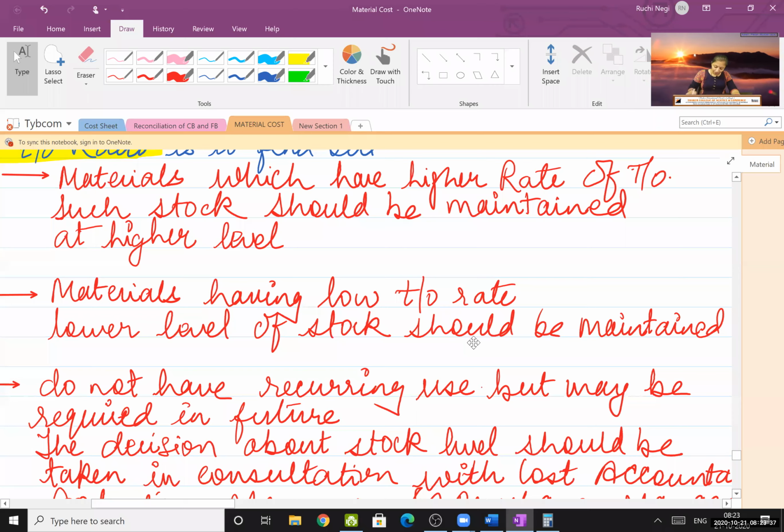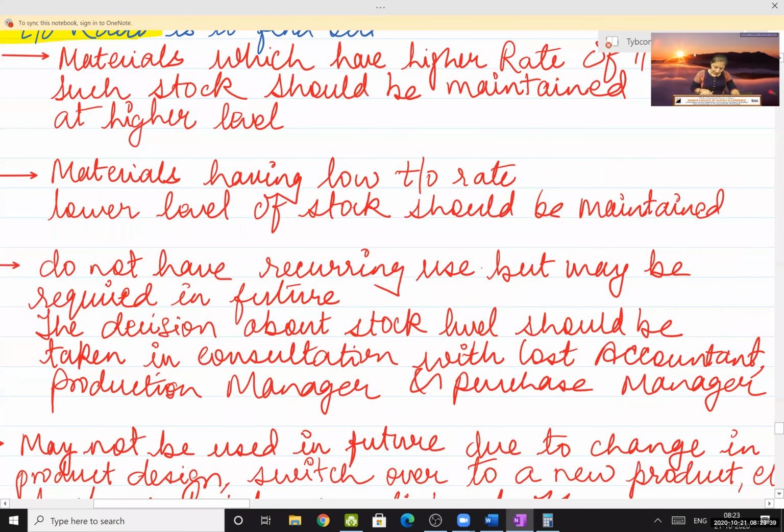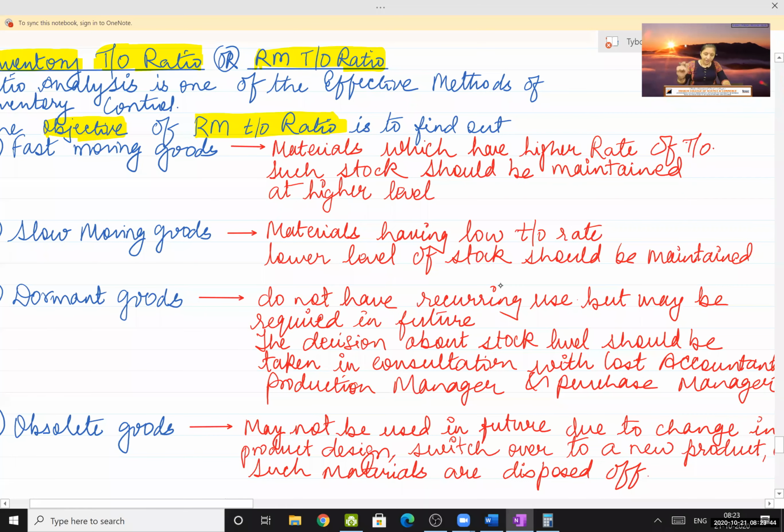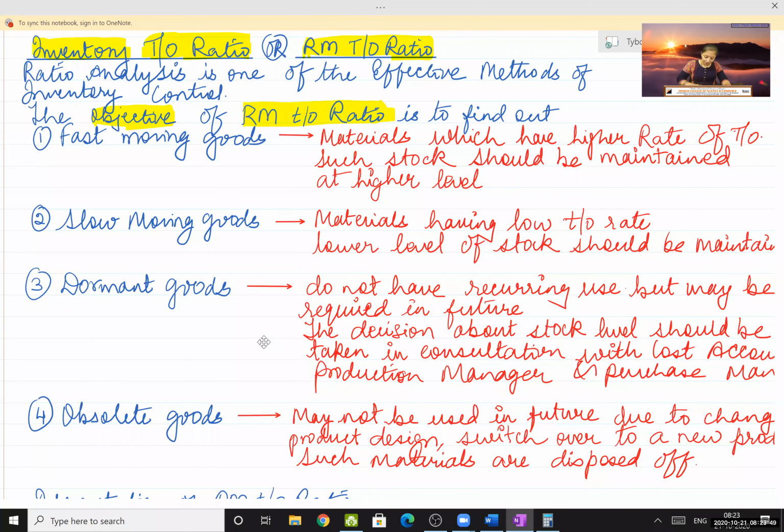So by the time, make a note of this, whatever I have written. Just write it down. Whatever I explained with example, उसी का I have written the meaning. So the objective to study this ratio is first, it helps me to identify fast moving goods. What are fast moving goods? I just said it may be having very good demand. That is why उसका movement is faster. It gets converted into sales ASAP.